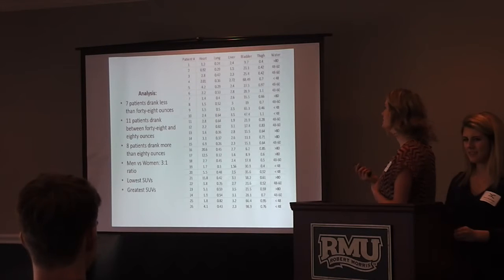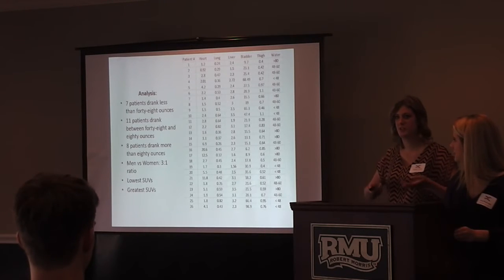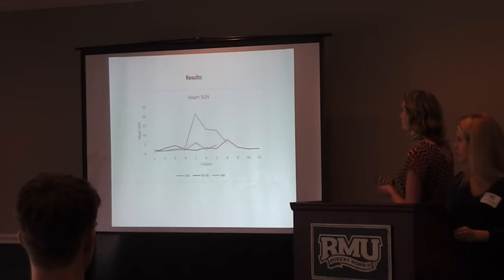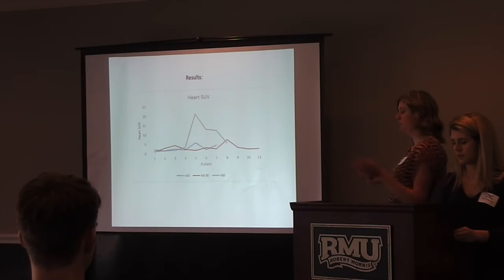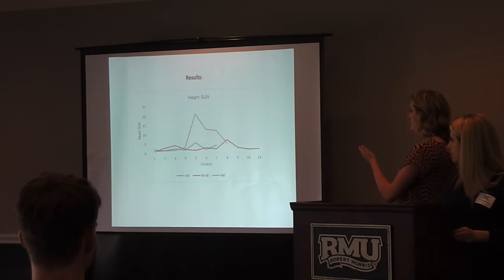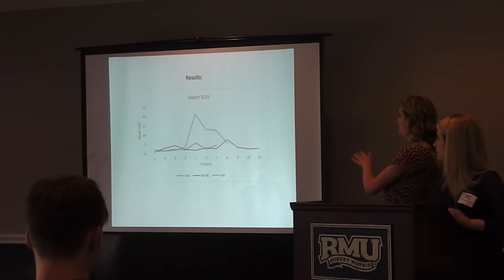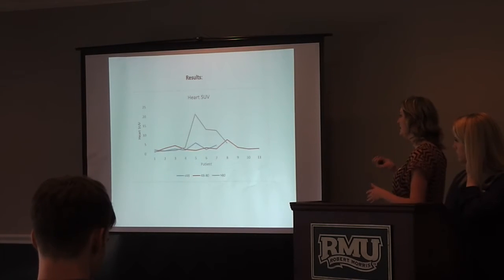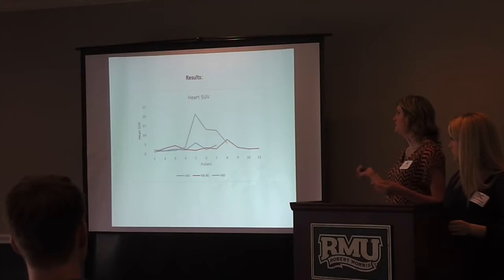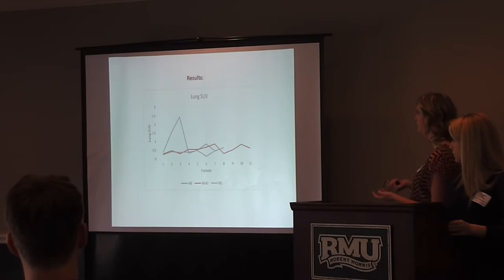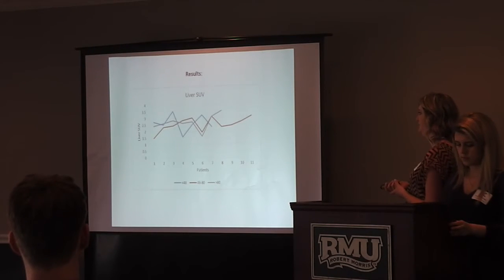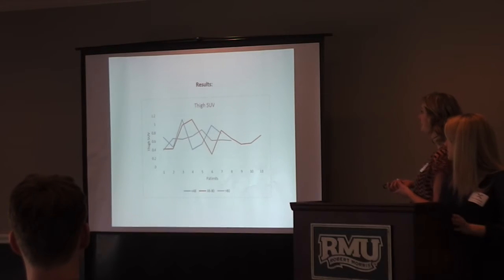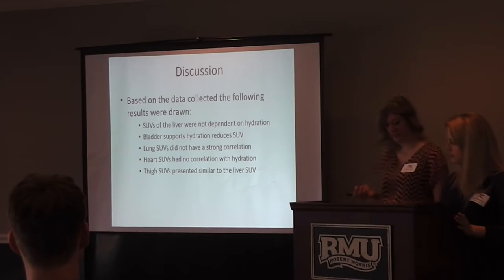Due to time restrictions, we're going to show you the graphs that we made so that I have time to talk about them. As you look at the slides, the blue line is patients that drank less than 48, orange is in between 48 and 80 ounces, and then higher than 80. And this is for the heart, the lung, the liver, the bladder, the fat, and the thigh.